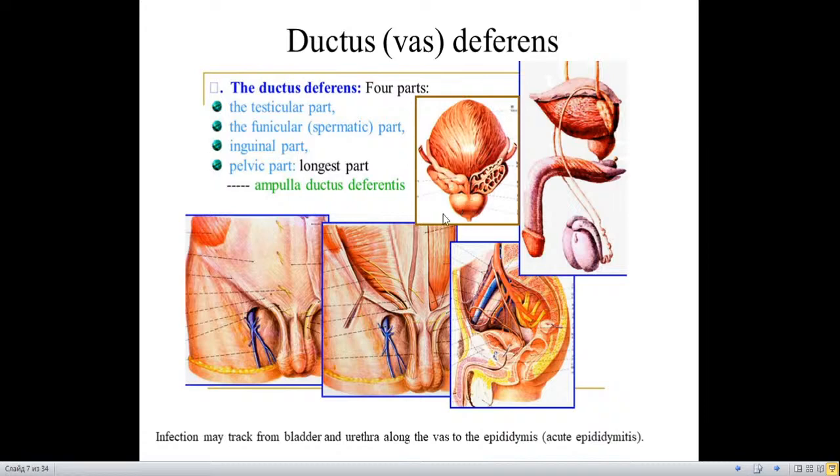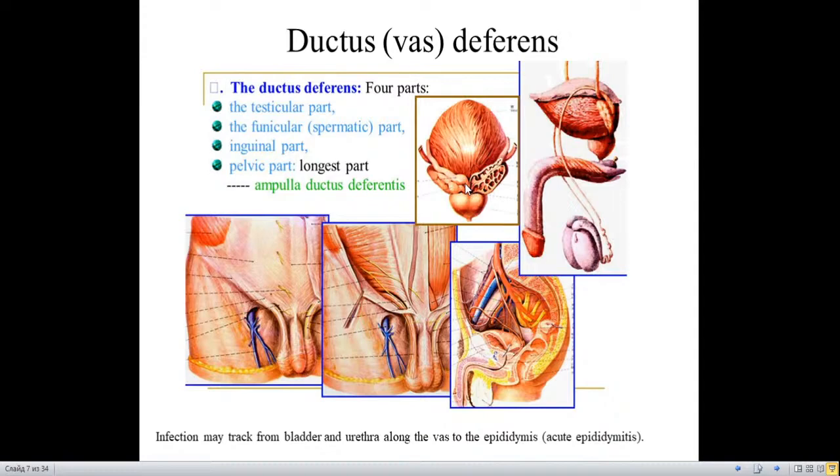So come again please about parts of vas deferens. It starts from the tail of epididymis, relates to testis, so the initial part is named testicular. After that it goes as a component of spermatic cord, funiculus spermaticus, so funicular part. Next it passes through the inguinal canal, inguinal part. After the deep inguinal ring, vas deferens goes into the pelvic cavity, so pelvic part. And its terminal part, dilated, called ampulla, joins the excretory duct of seminal vesicles.